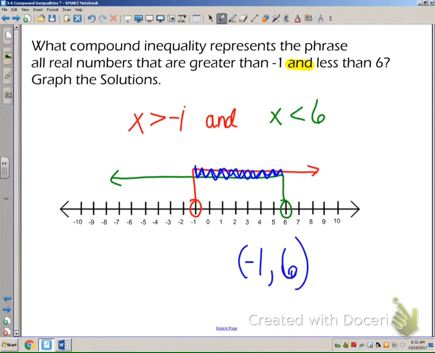Okay, if I wanted to put it in set builder notation, I've got x such that x is between negative 1 and 6. And we'll look back up here. X is greater than negative 1, so that means negative 1 is less than x. The mouth is open towards the x. X is less than 6. And both of these are pointing in the same direction.